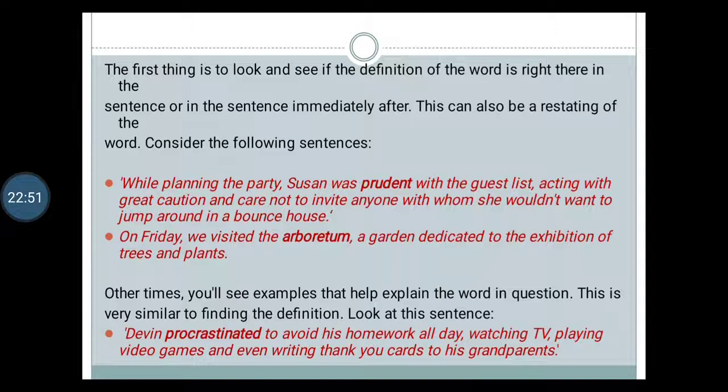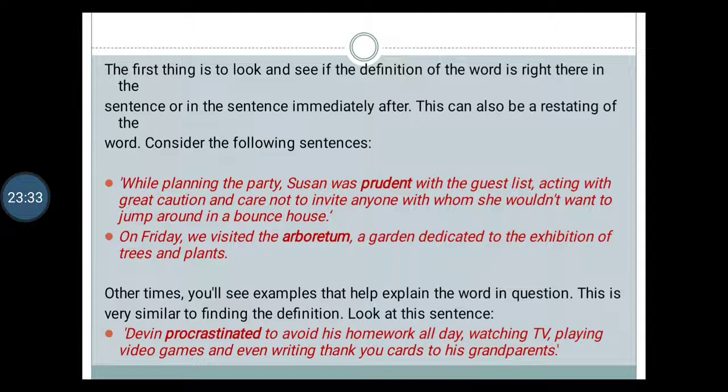Now look at these examples. While planning the party, Susan was prudent with the guest list, acting with great caution and care not to invite anyone with whom she wouldn't want to jump around in a bounce house. Let's read it again. While planning the party, Susan was prudent with the guest list, acting with great caution and care not to invite anyone with whom she wouldn't want to jump around in a bounce house, or what we call a bouncing castle.